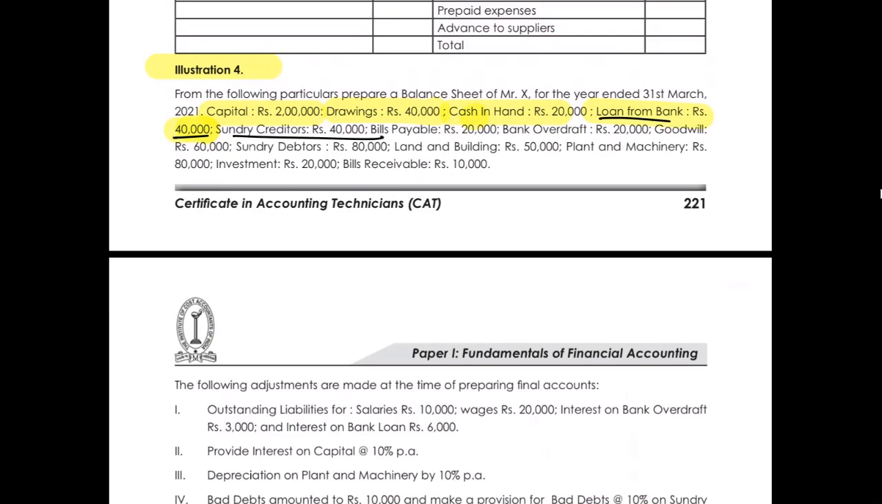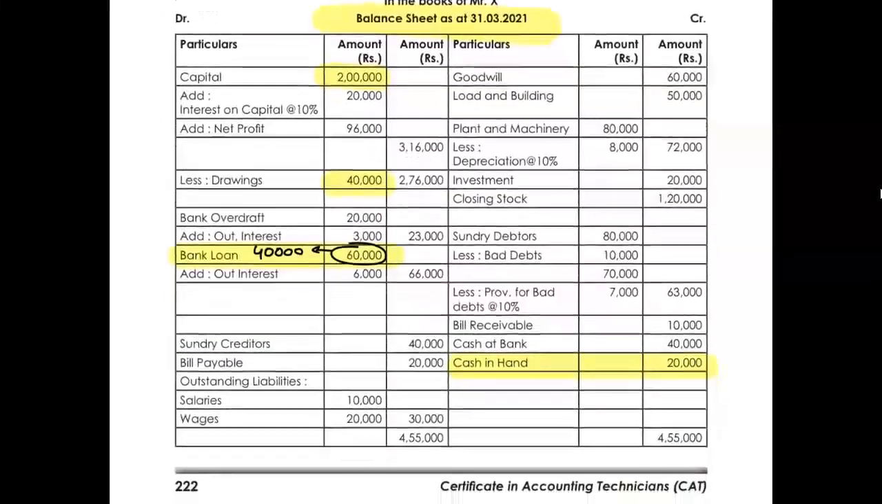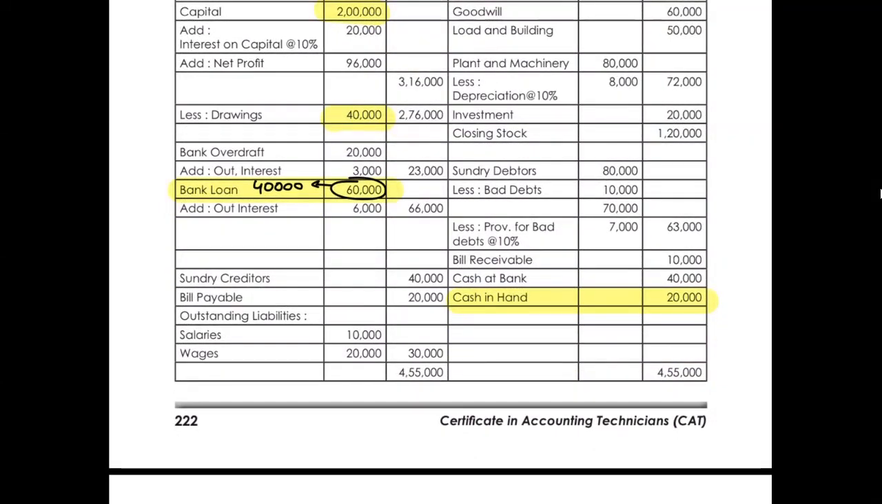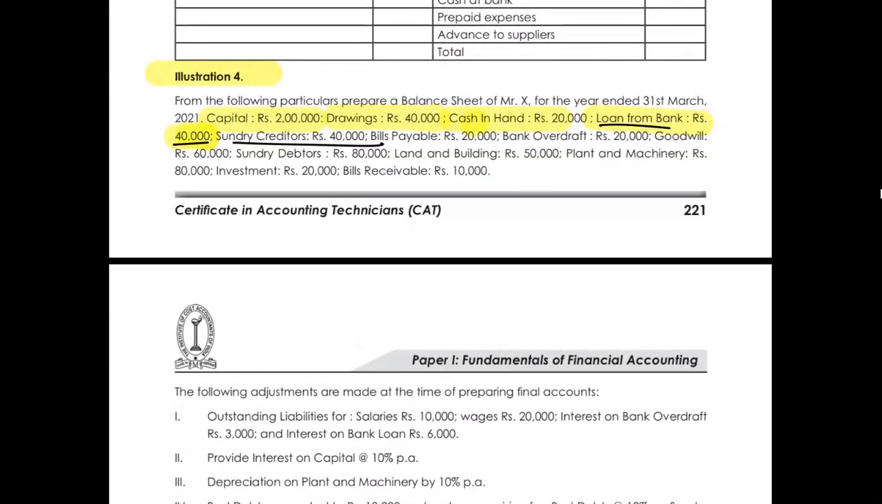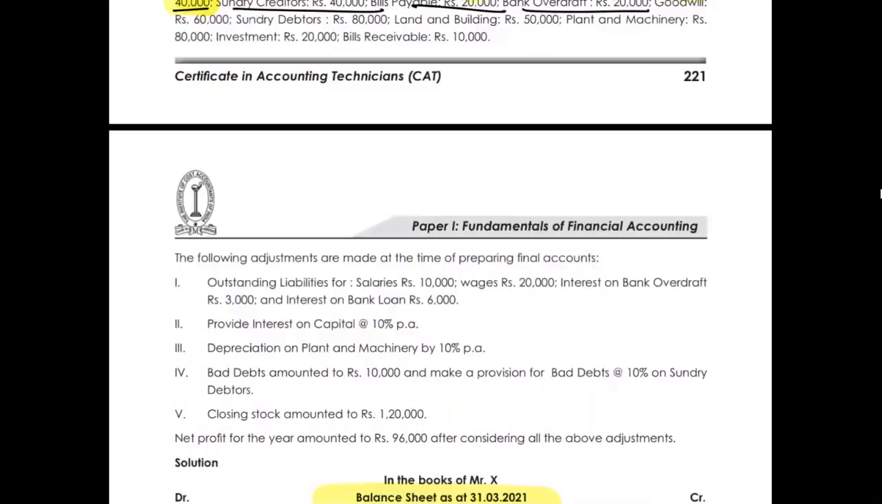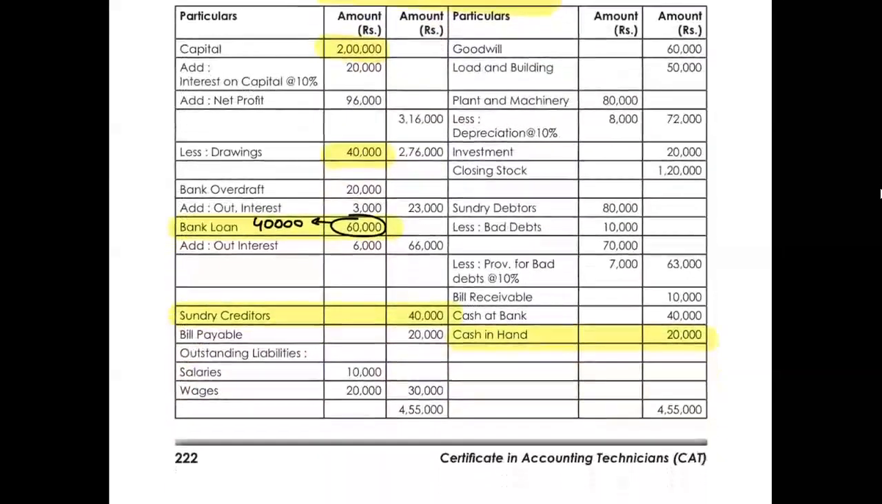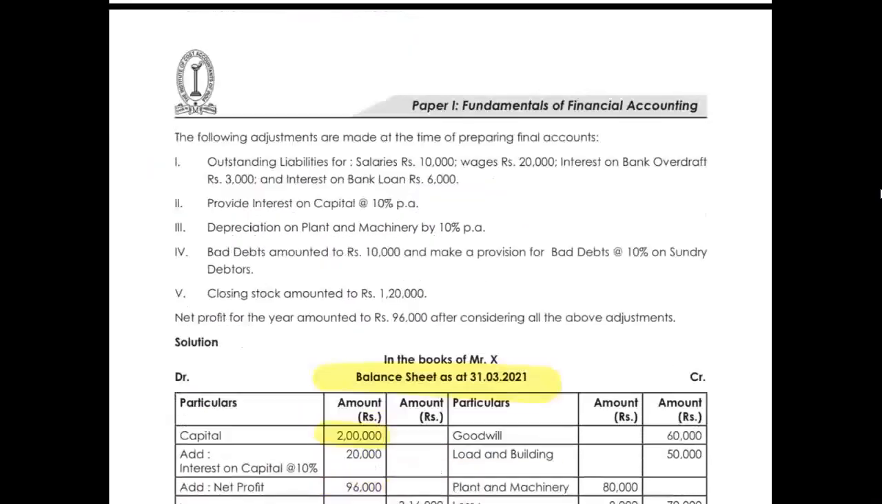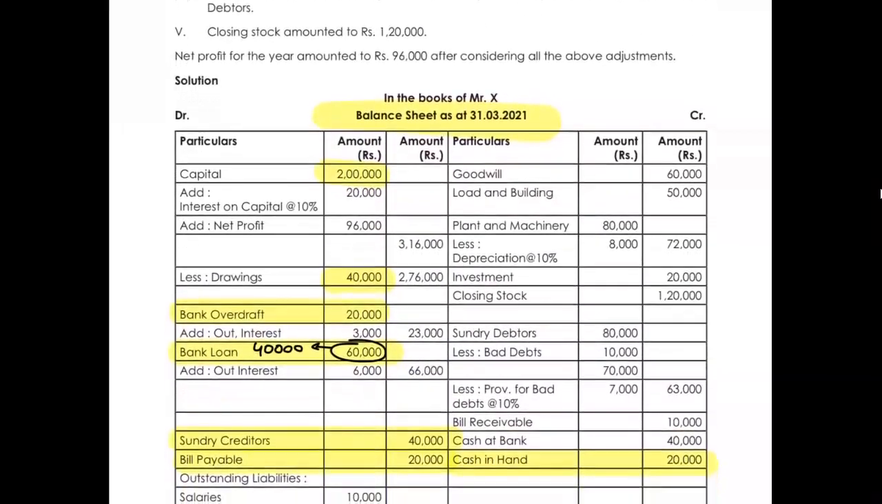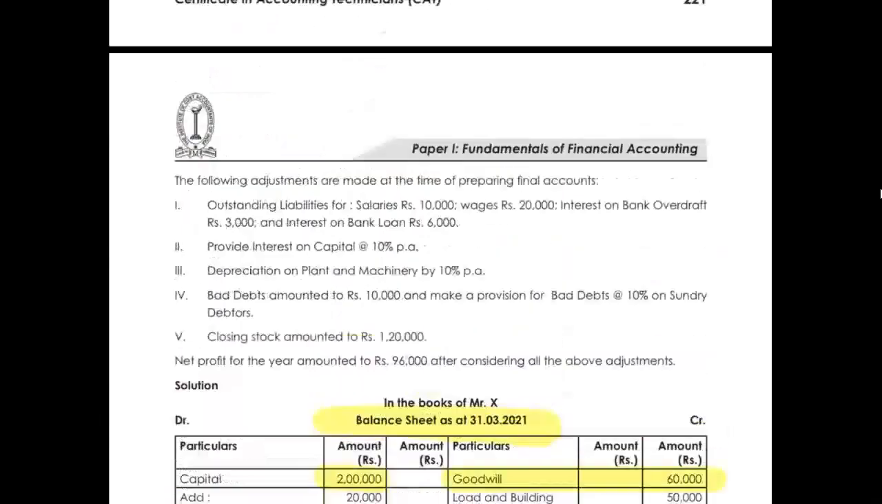Then we have creditors of 40,000. So we have sundry creditors of 40,000 that we have mentioned. Then we have bills payable of 20,000 and bank overdraft of 20,000. So we have a bank overdraft, which is also our liability, 20,000, and bills payable also, that is 20,000. Okay. Then we have goodwill of 60,000. So goodwill is an asset of 60,000. Goodwill is 60,000 over here.